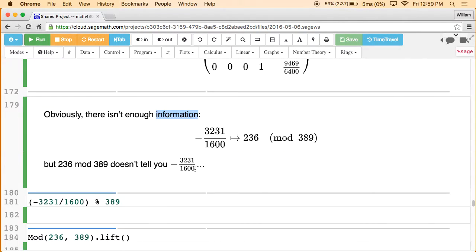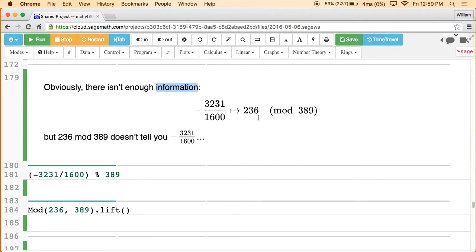Okay, so just to summarize, there's not enough information in this. If you take, say, the upper right entry, it's that fraction, minus 3231 over 1600. If you reduce it mod 389, you do get 236. It's consistent with the calculation we did. What do I mean by reducing a rational number mod a prime? That's something you almost certainly won't even learn about when you take a basic course, and of course it involves reducing mod primes. What I mean is you take the denominator and find the number mod p that's the inverse of 1600 mod p, and then you multiply that by minus 3231. So that's how this is defined. This would not make any sense if the denominator were divisible by 389.